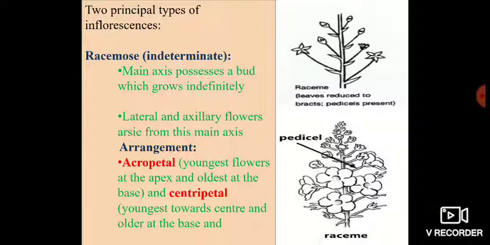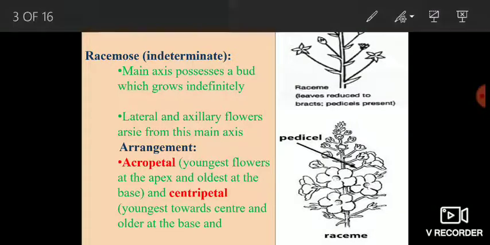This is also known as indeterminate inflorescence because the main axis possesses a bud, and this bud continuously grows. It does not terminate into a flower. Here you can see the main axis grows continuously, and the inflorescence grows. It does not terminate into a flower. And as stated, the flowers arise laterally from the axils of the bracts. These small leaves are known as bracts.